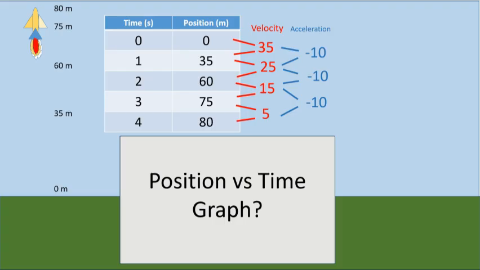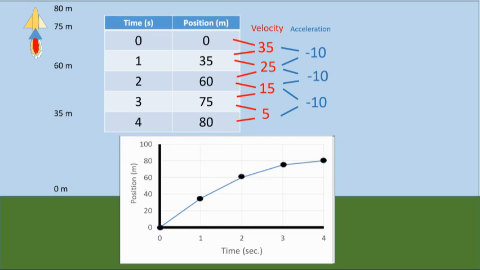What would the position versus time graph look like? All right, so we have a curl downwards, which indicates a negative acceleration, but you do have the line moving away from zero, which indicates a positive velocity. In the beginning, the line is steeper because you have a faster speed. At the end, the line is flatter because you have a slower speed.